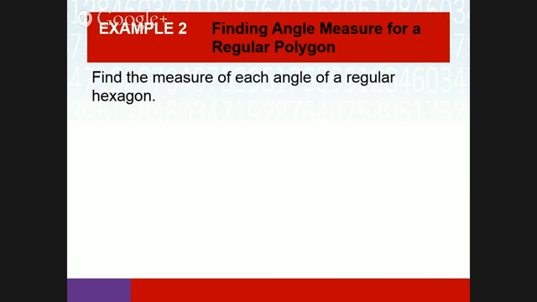So we can find the measure of each angle of a regular hexagon. How many sides does a hexagon have? 6, right? So I could find the sum of all the angles, which is going to be 6 minus 2 times 180, which would be 720 degrees. If I add up 6 things and it's 720 degrees, how much is each angle?